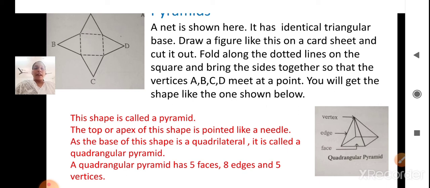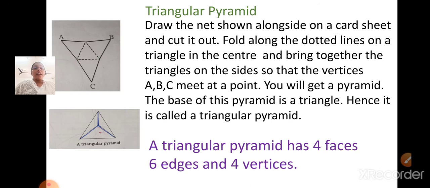This is called a pyramid and this pyramid is known as a quadrangular pyramid. The top or the apex of this shape is pointed like a needle, and the base of the shape is a quadrilateral, so it is known as a quadrangular pyramid. It is also known as a square pyramid, children. So let us see how many faces, edges and vertices it has. It has 5 faces, 8 edges and 5 vertices. Clear children? Let us learn about one more pyramid, that is the triangular pyramid.